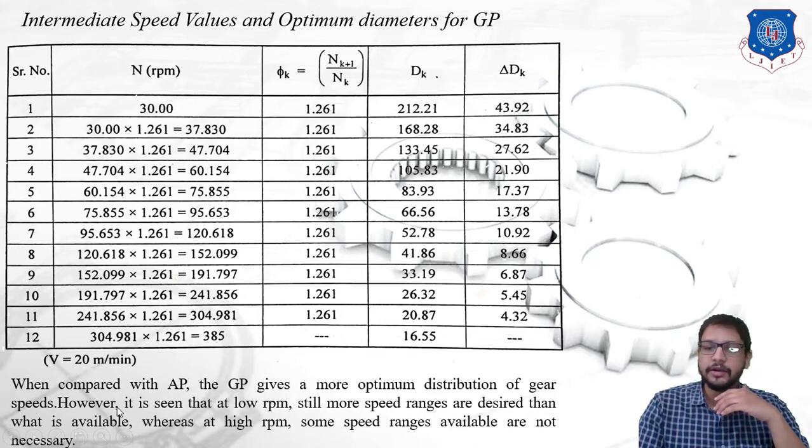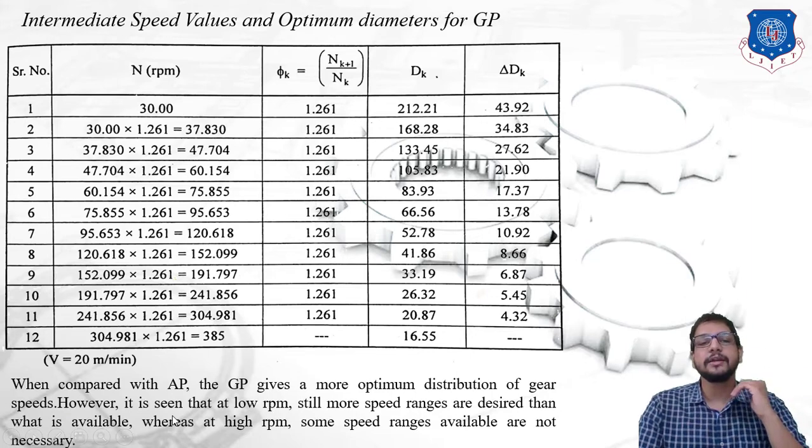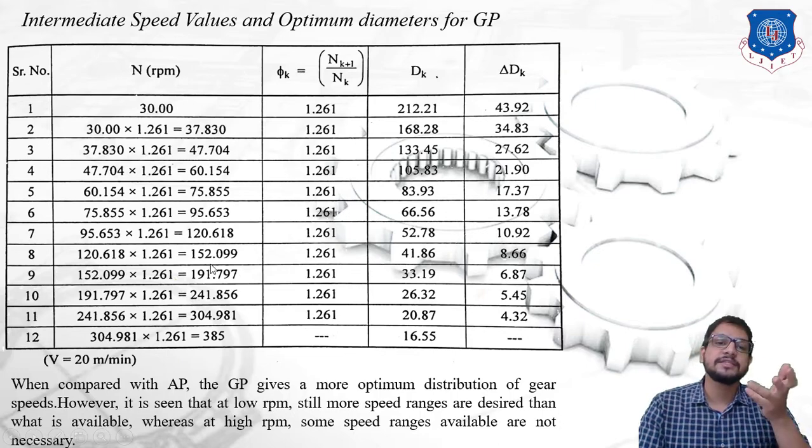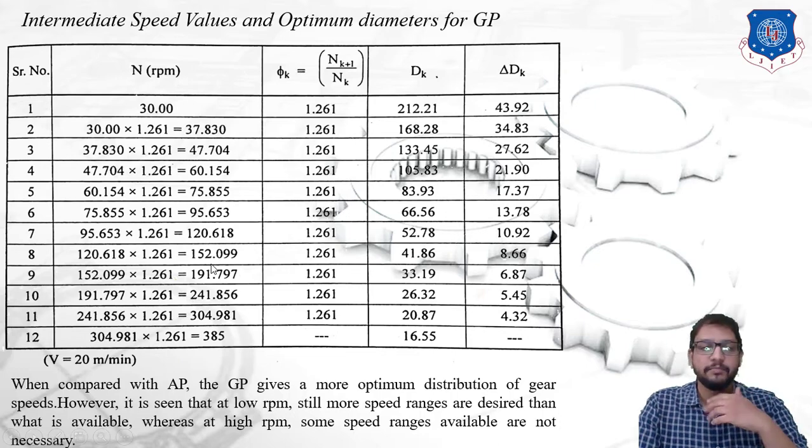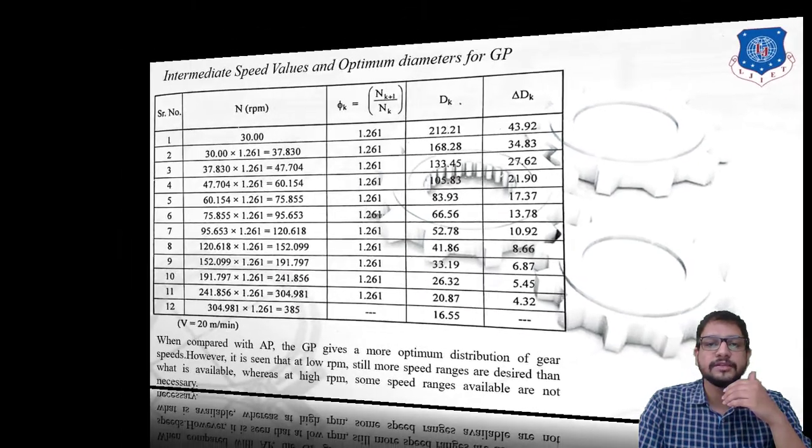So you can see I have written a conclusion that when compared to AP, the GP is giving a more optimum distribution of gear speed. However, it is seen that at a low RPM range, still more speed ranges are desired than what is available, but it is good compared to AP. Whereas at a higher RPM range, you can see some speed ranges available are not necessary or, we would say, redundant. Now let us see one more example.